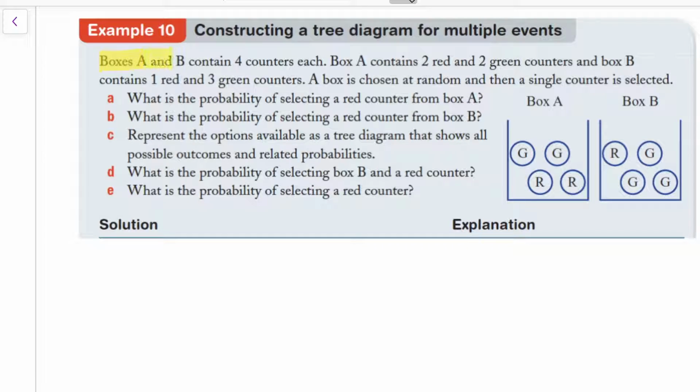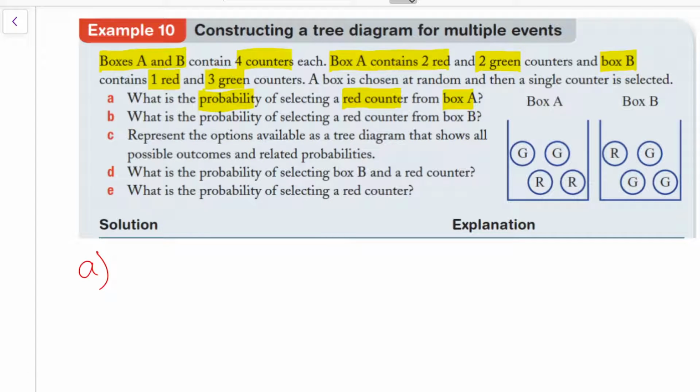We're dealing with boxes A and B that contain 4 counters each. Box A contains 2 red, 2 green, and box B has 1 red and 3 green counters. These are chosen at random for a single counter, so they haven't used the word without replacement. So that means I can assume that they are going to be all replaced. All right. Now I know it's asking us for what's the probability of, so for A, what's the probability of me selecting a red counter from box A?